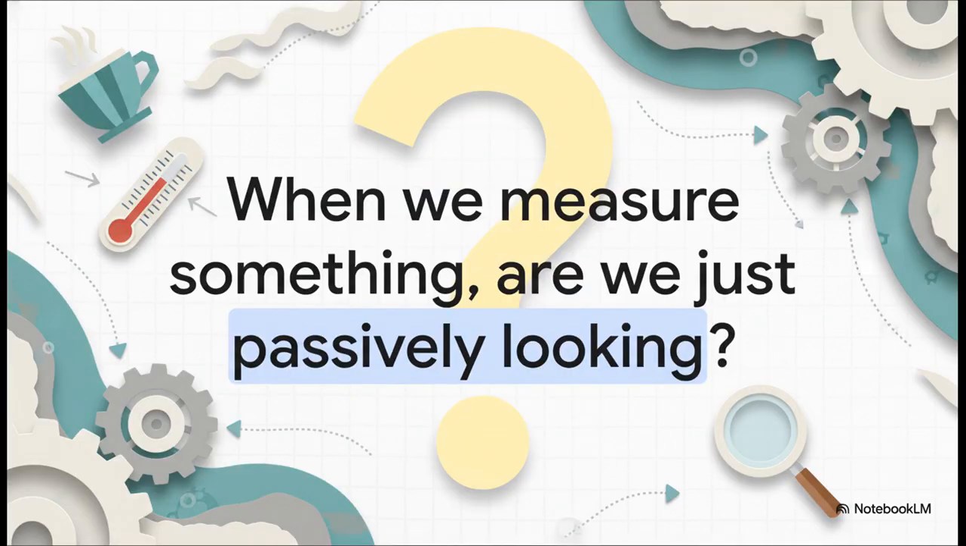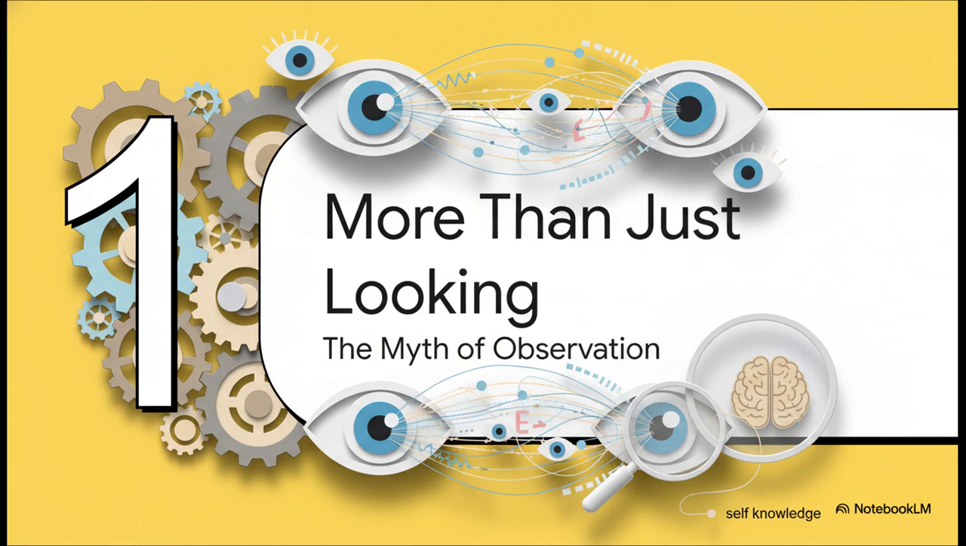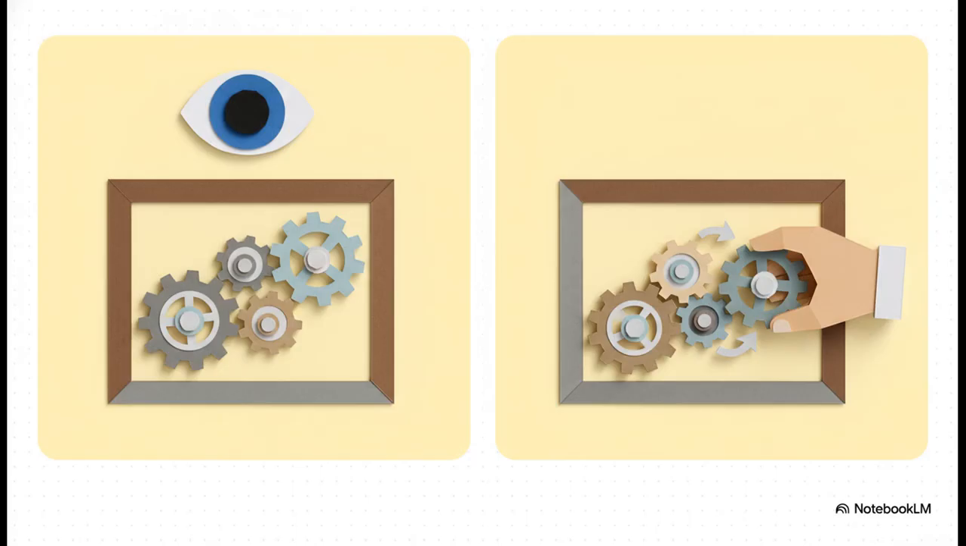Okay, let's dive into this with a simple, everyday example. Imagine you want to measure the temperature of a small cup of tea. Seems easy enough, right? You just stick a thermometer in and read the number. But is that really all that's happening? Are you just passively looking? We tend to think of measurement as this completely neutral, passive act of just looking. But the frame budget approach shows us there's a much more active and, frankly, a much more interesting process going on under the hood.